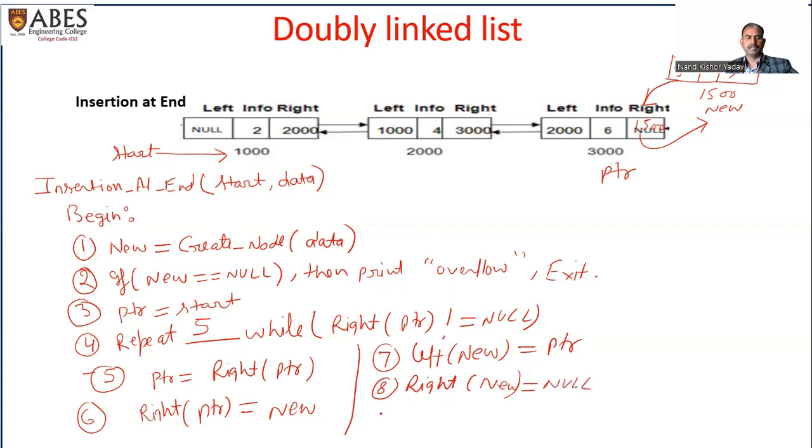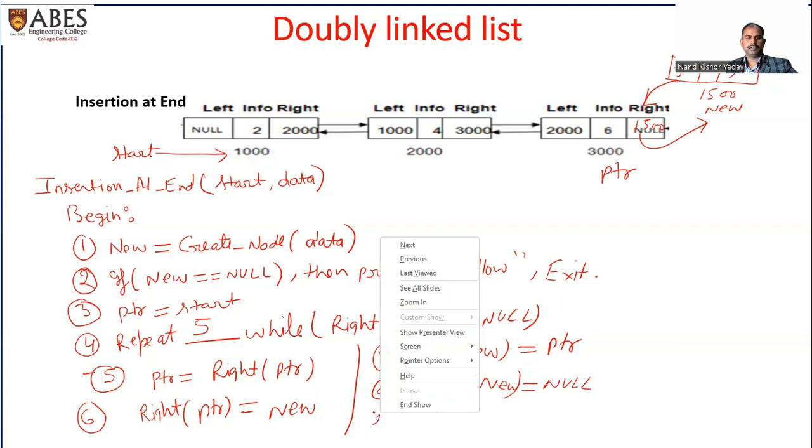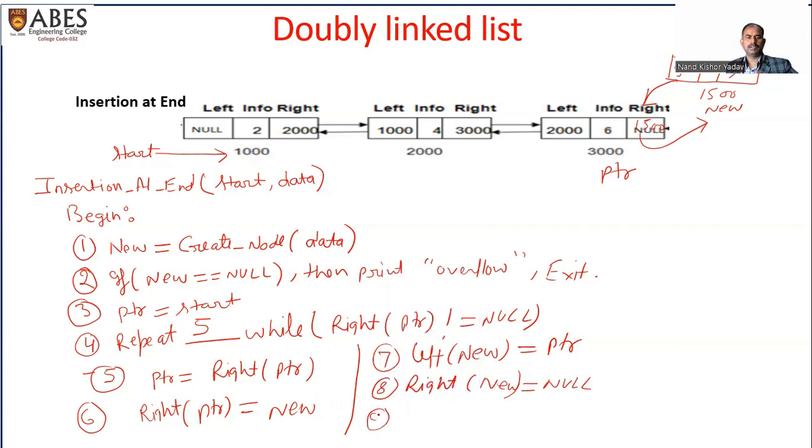Okay, and stop algorithm. So here you can see we have inserted a new node at the end of the given doubly linked list. So this is the algorithm for insertion of a new node at the end of a given doubly linked list.